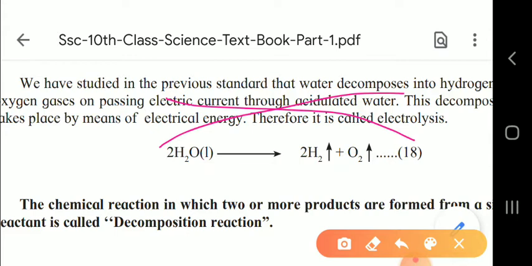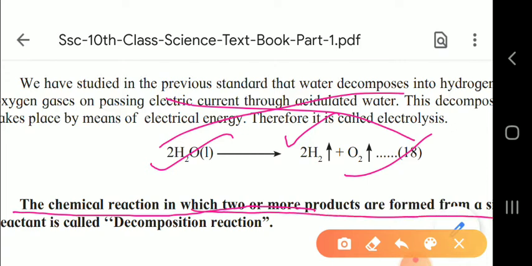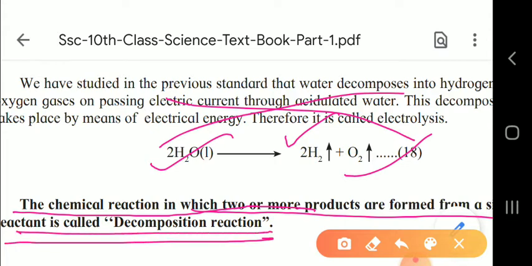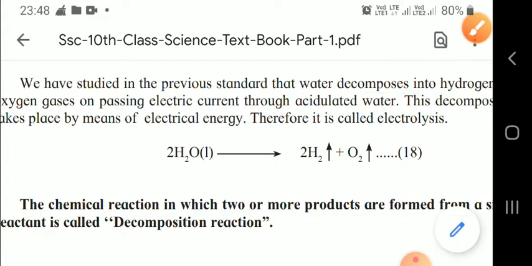You can see this reaction, 2H2O, that is in the liquid form. It will give the products 2H2 plus O2. That means hydrogen and oxygen gas. So the chemical reaction in which two or more products are formed from a single reactant is called a decomposition reaction. This is very important. You have to learn the definition by heart.